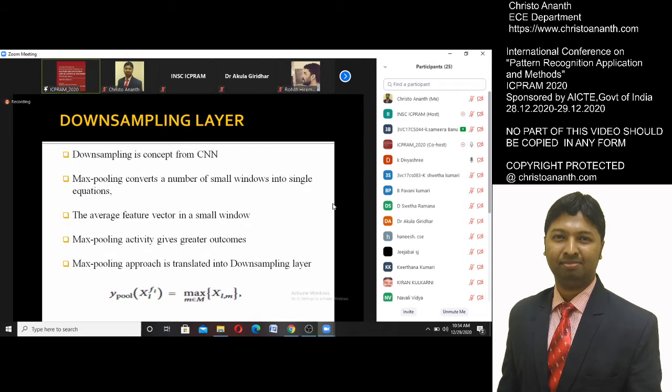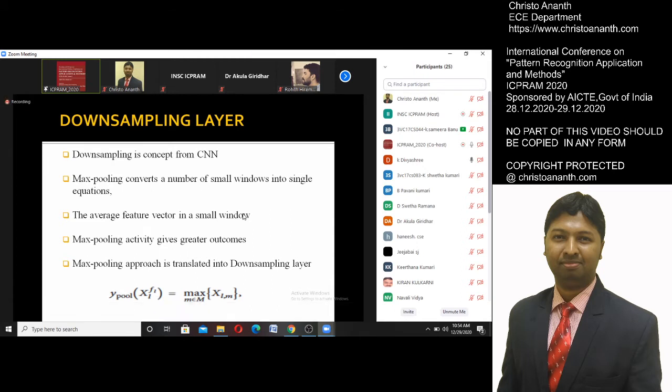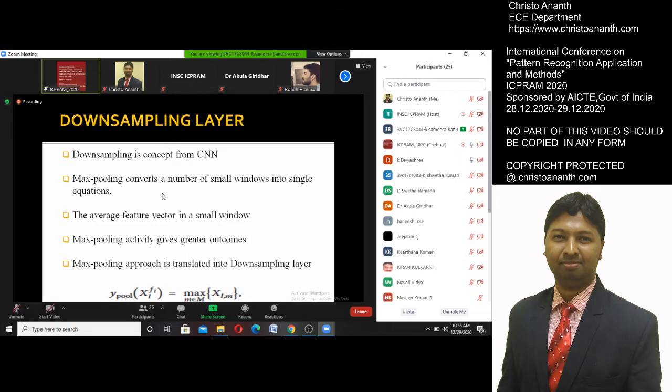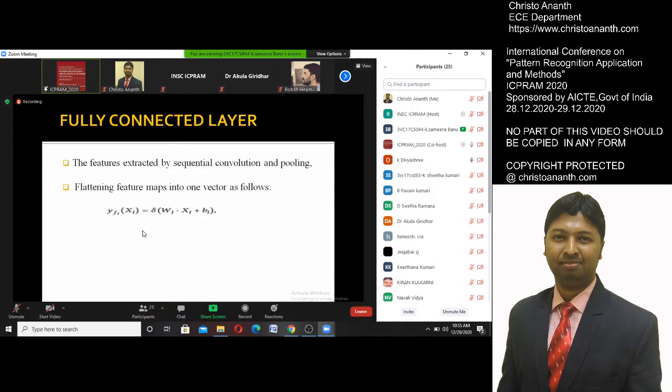It is positioned between two convolution layers. It decreases the number of parameters and complexity, and max pooling and average pooling are used in this. Max pooling gives a better outcome than average pooling. Next we'll move to the fully connected layer, which takes features extracted from both the sequential convolution and pooling.